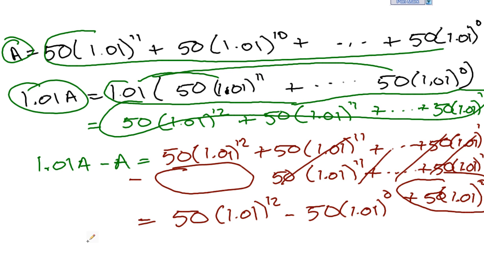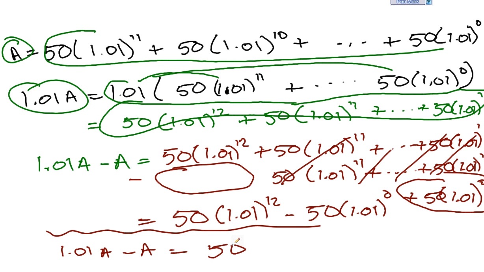So what have I proven? Well, all I have left now because of this trick is 1.01a minus a equals 50 times 1.01 to the 12th minus 50 times 1.01 to the 0. Okay, well, what I'm going to do is solve for a. The reason I'm going to solve for a is because I want a shortcut method, and I can see that already this is a much easier way to compute than having to do 12 terms summed together separately.